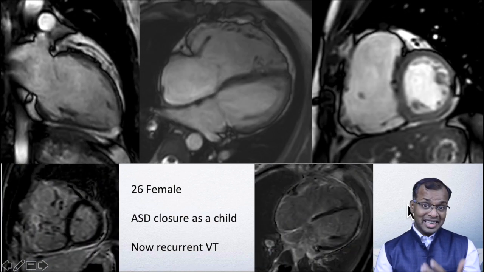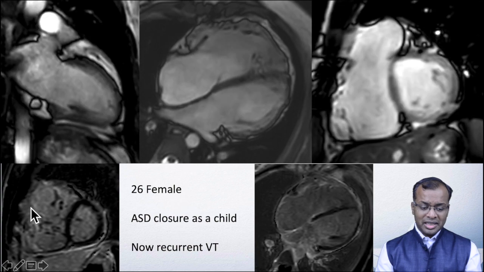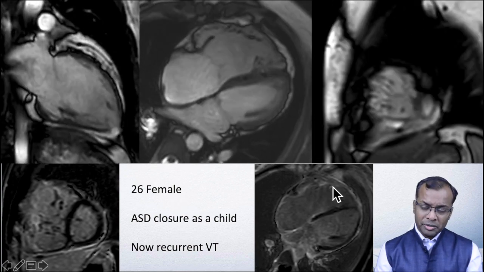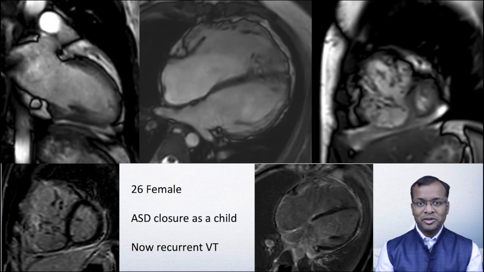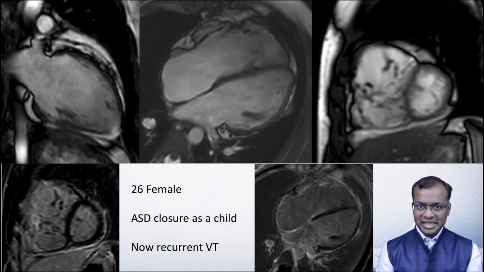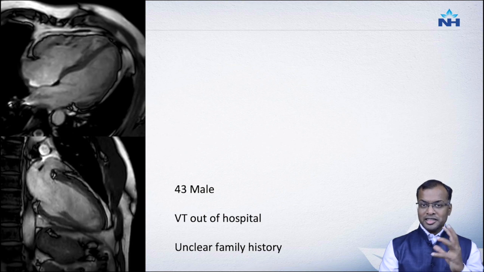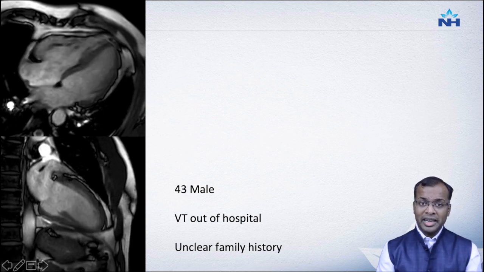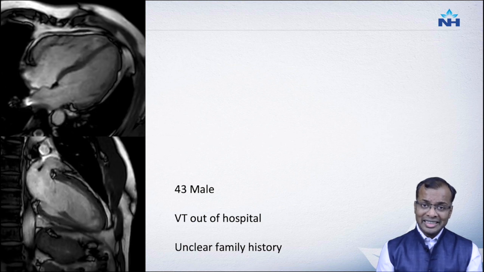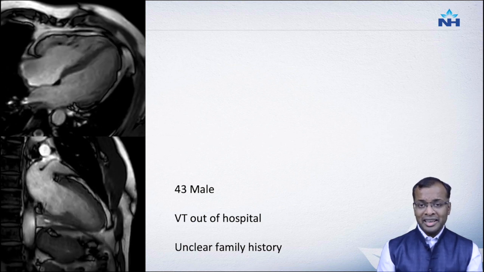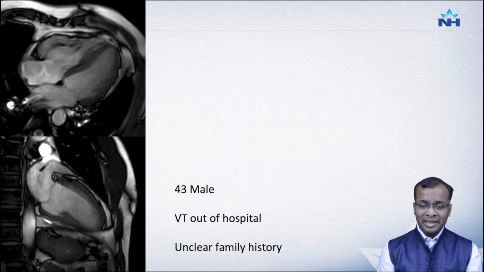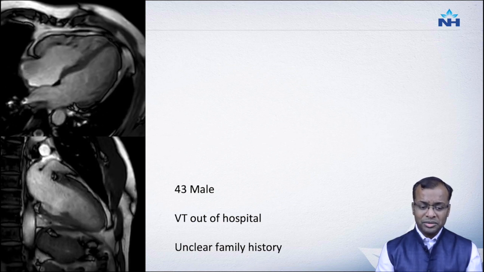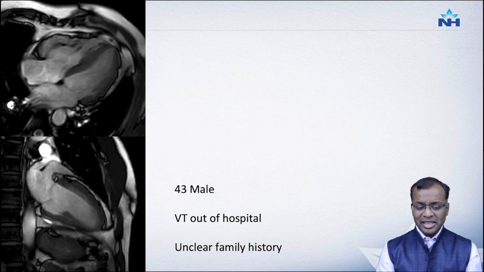We look at the delayed enhancement imaging and you start to see these patchy areas of enhancement again showing fibrosis. So another case of ARVC that we have seen. Let's look at a different variety of ARVC. This is a 43-year-old male who had a VT-related cardiac arrest out of the hospital and was resuscitated and brought back. Not clear family history, and when we look at the cardiac imaging, you start to see the LV seems to be working okay.